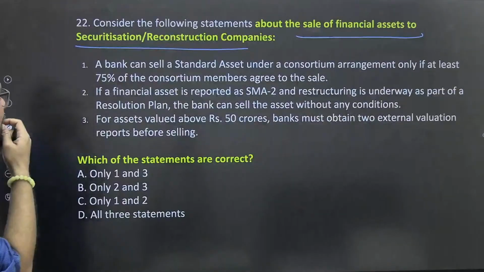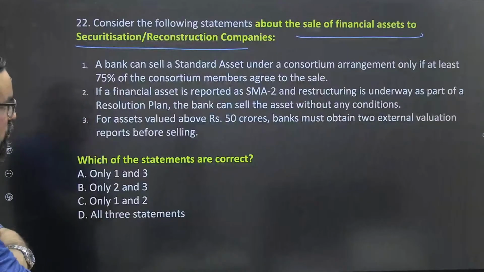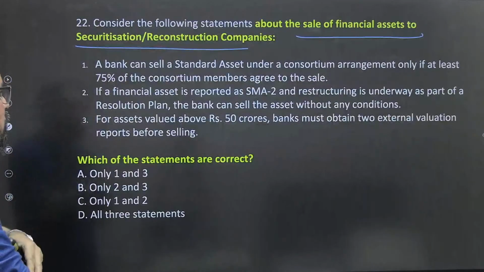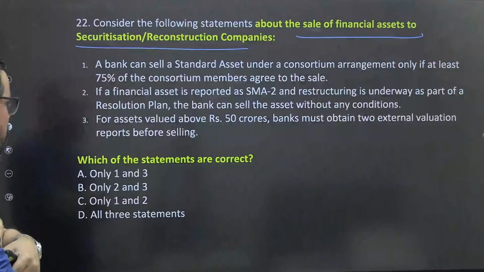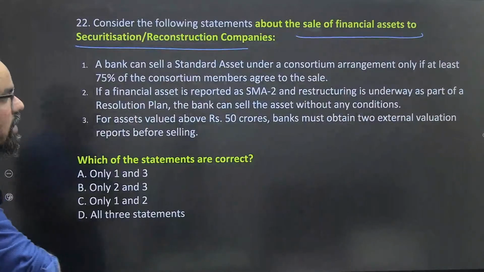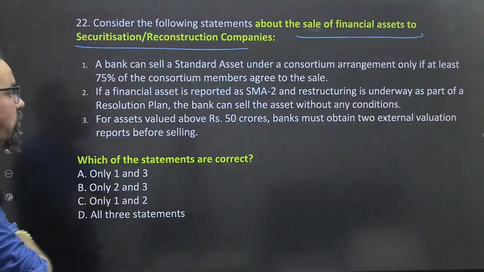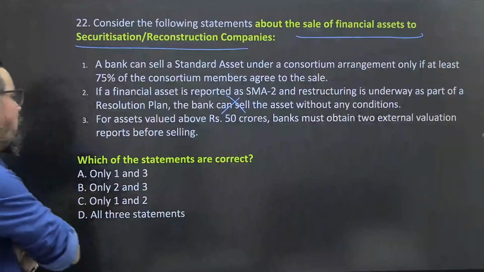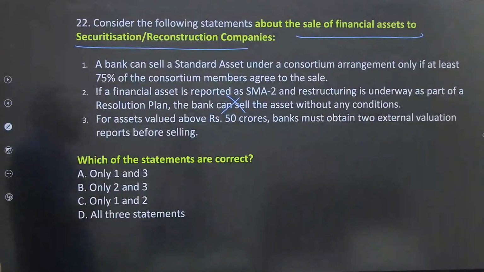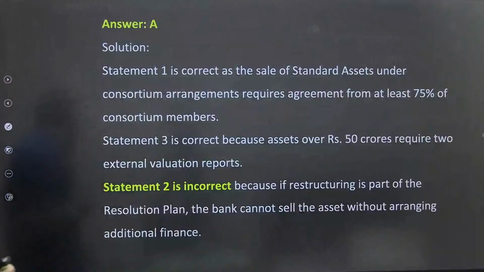What will be your correct answer, guys? Banks can sell standard asset under a consortium arrangement only if at least 75% of consortium members agree to sell. This one: if a financial asset is reported as SMA2 and restructuring is underway as a part of a resolution plan, the bank can sell. No, bank cannot sell. For asset value above 50 crores, bank must obtain two external valuation reports before selling. So 1 and 3 means option A should be the right answer for this particular question.